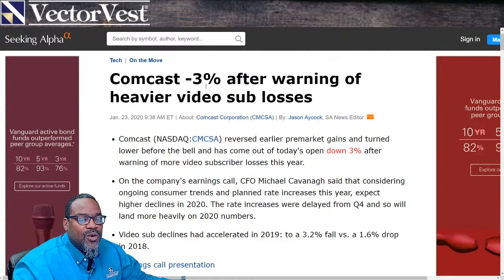I got you. So Comcast is one that is feeling the effects to the downside because of losing subscribers. And I still think if Netflix is not picking up new subscribers, Disney is. So I just wanted to show this story. Reversed earlier pre-market gains and turned lower before the bell and has come out at today's open down 3% after warning of more video subscriber losses this year.